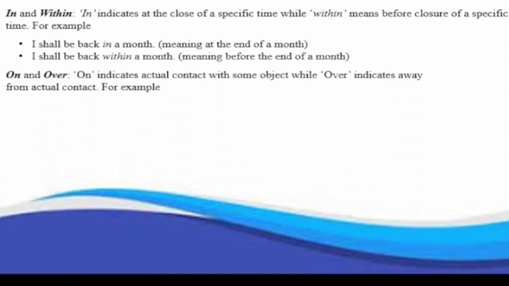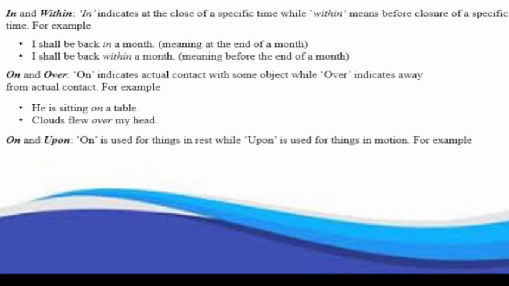4. On and over. On indicates actual contact with some object, while over indicates away from actual contact. For example, he is sitting on a table. Clouds flew over my head. 5. On and upon. On is used for things at rest, while upon is used for things in motion. For example, he sat on a chair. A truck preying upon a car.